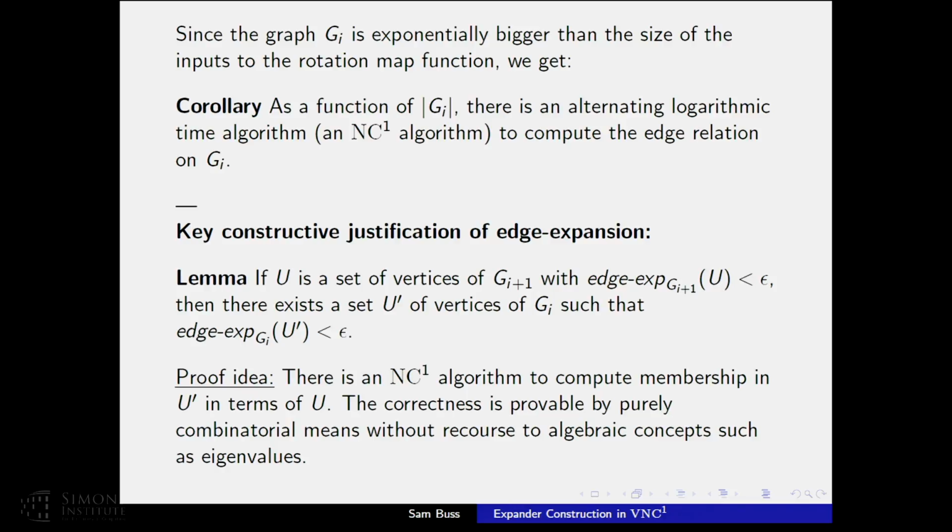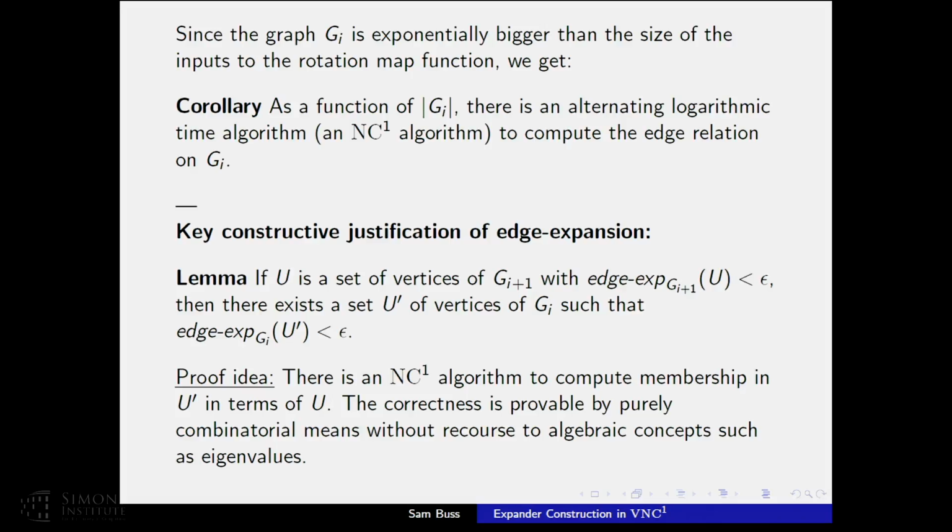Okay. So as a corollary, because of the correspondence where the graph is exponentially bigger than the indices for the vertices, we get an alternating time algorithm, a uniform NC1 method for computing the edge relation on G sub i. So the other thing we need is not just a construction that can be carried out in NC1, but we want the proof of correctness to be carried out in NC1 as well.